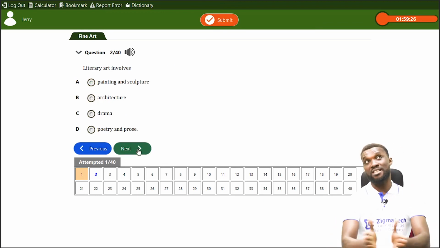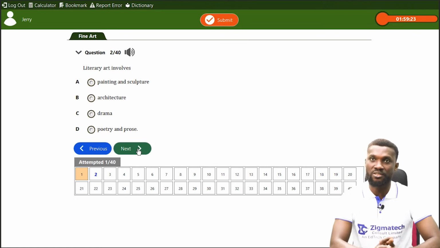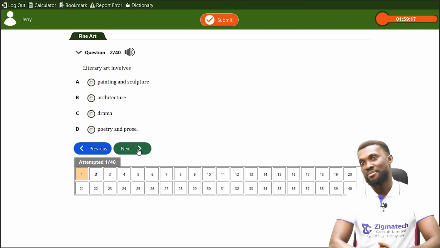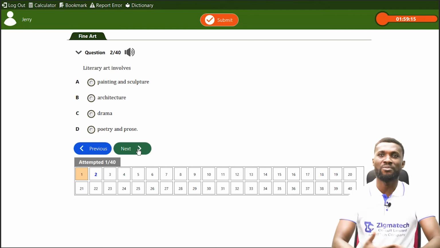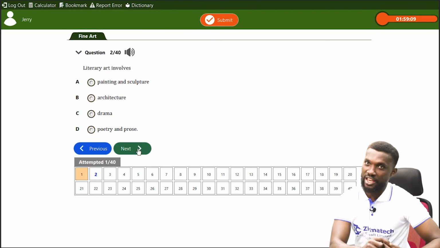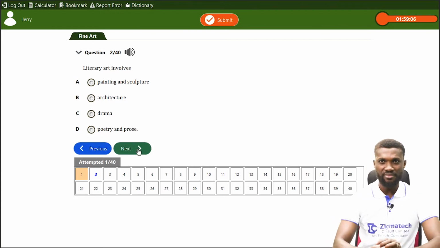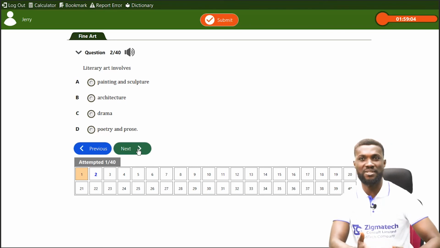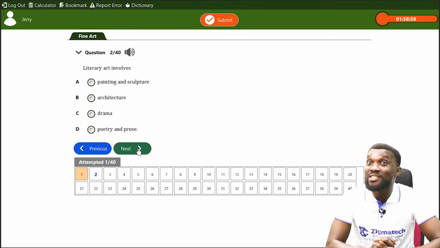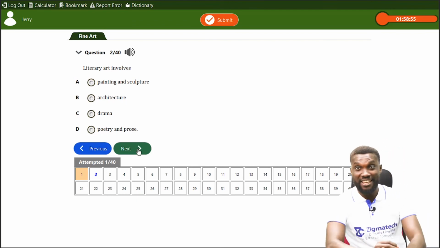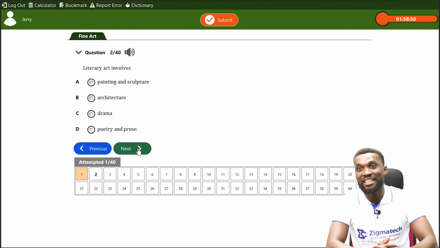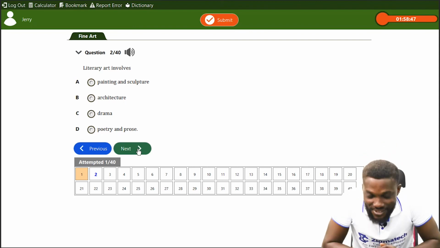And again, because of our time, I doubt if we can take all the questions. But however, let's just take these few ones and then you go practice by yourself and try your hands on some other questions. Now, literary art involves dash. A, you have your painting and sculpture. B, you have your architecture. C, you have your drama. And D, you have your poetry and prose. What exactly did you think? And if you say poetry and prose, you are correct.